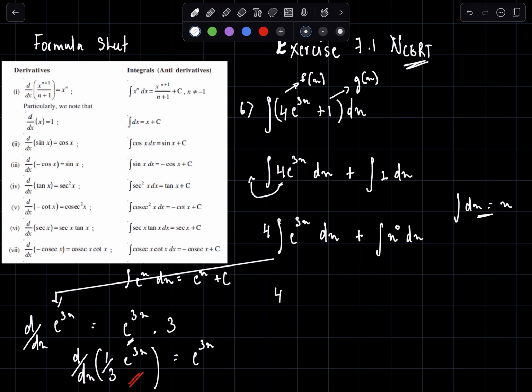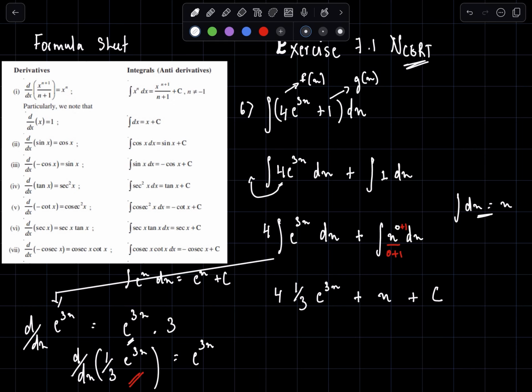So it's 4 times 1/3 of e to the power 3x, plus, now what is the integral of x to the power 0? Simple, right? You add 1 and you divide by 0 plus 1. Very simple, correct? So this would be x raised to the power 0 plus 1, which is x, divided by 1, is x. Now, of course, each of them has their own c, but overall the constants add together, so you just put a plus c at the end.